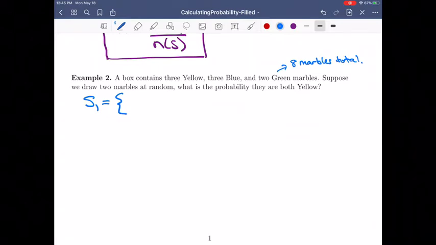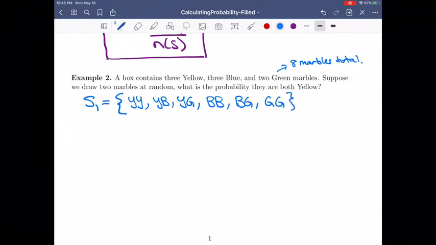doesn't matter. And because each colored marble probably looks the same, unless they're numbered or something, it's going to be hard to tell the difference between the three yellow marbles. We might think that the sample space is going to look something like this. So we could get two yellows. We could get a yellow and a blue, a yellow and a green, a blue and a blue, a blue and a green, or two greens.